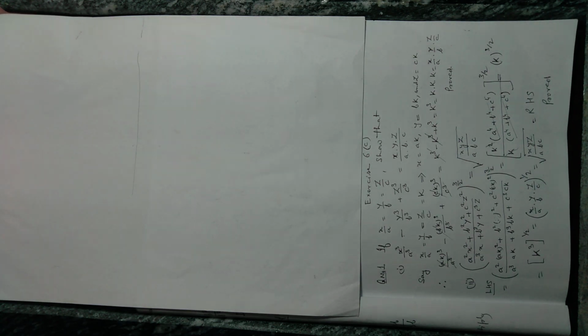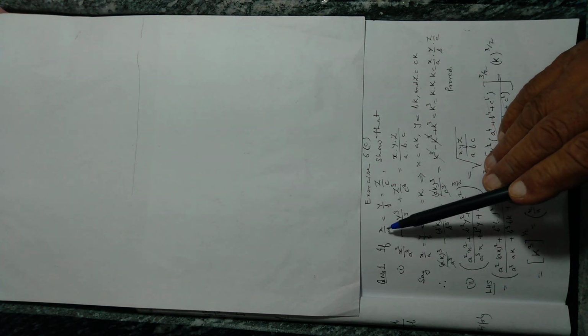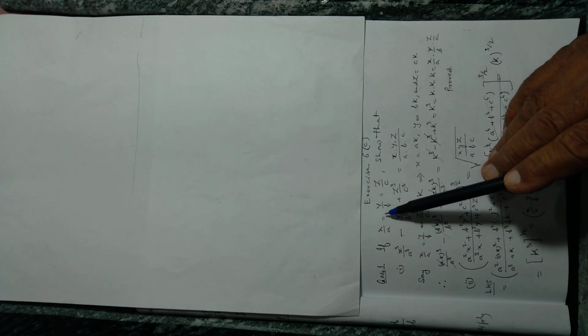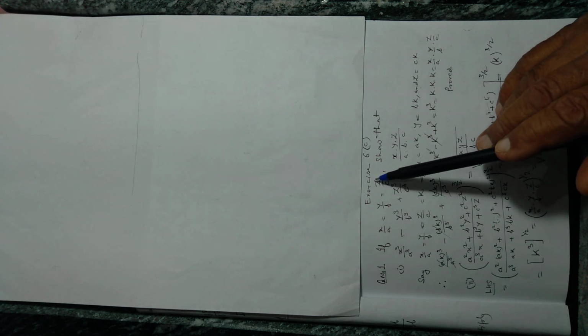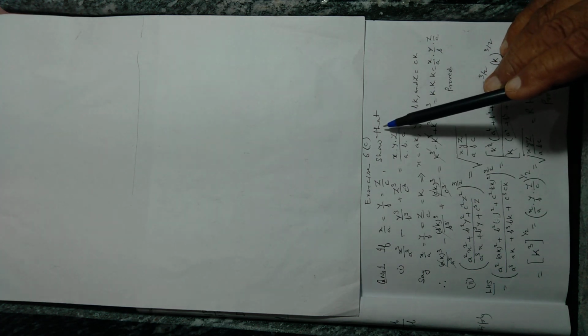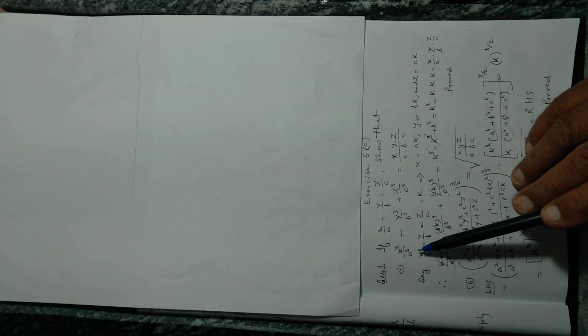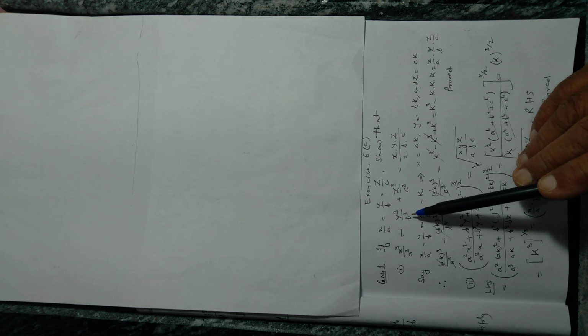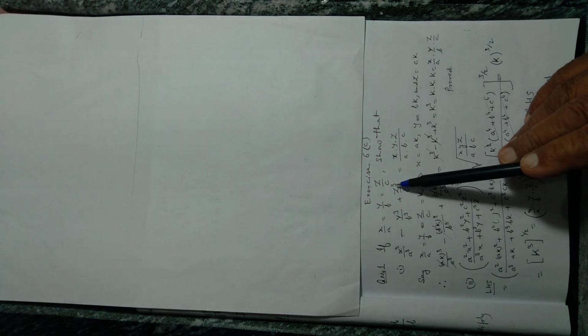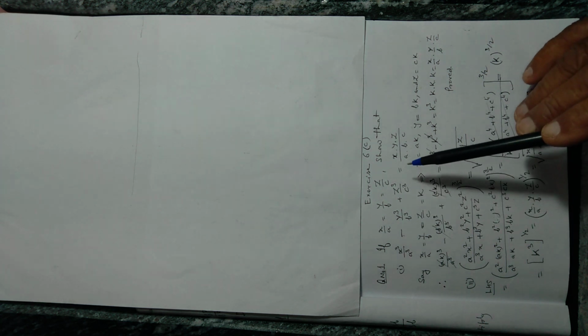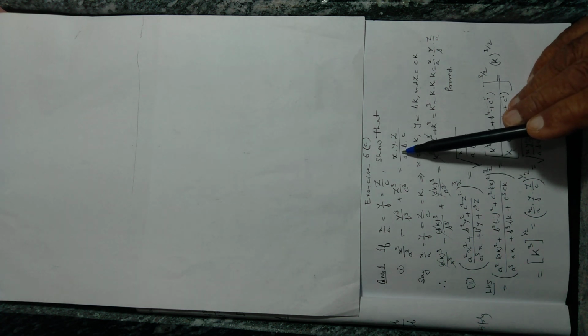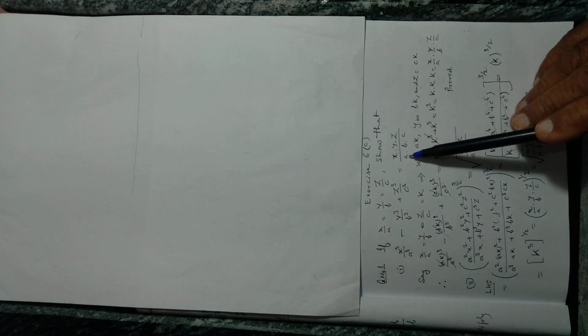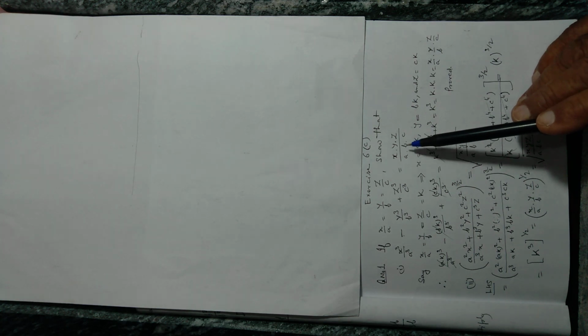Let us start exercise 6C of ICSE Class 10th Mathematics. Question number 1. If x upon a equal to y upon b equal to z upon c, show that x cube upon a cube minus y cube upon b cube plus z cube upon c cube is equal to x into y into z upon a into b into c.